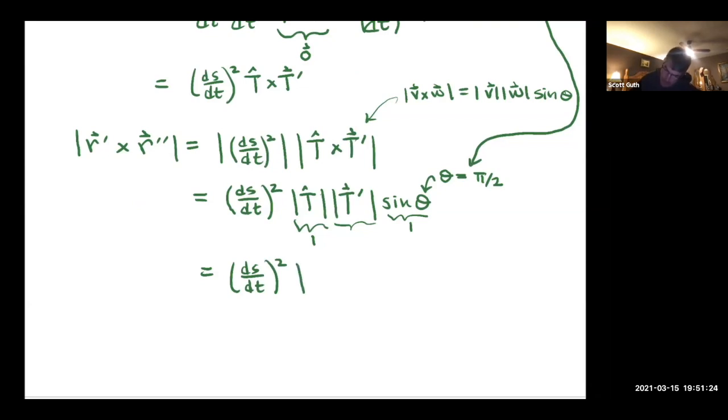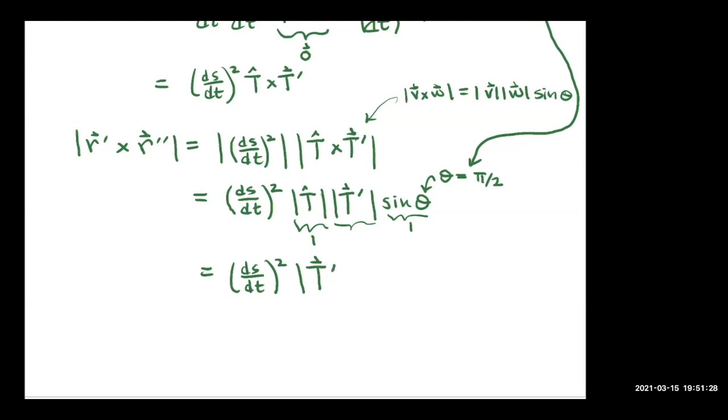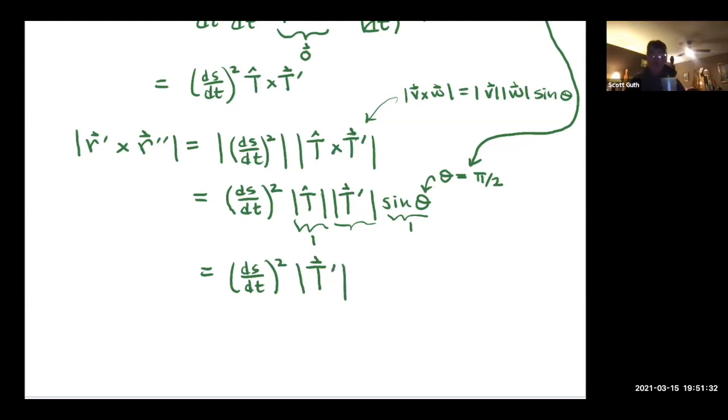prime. And you know that T prime is very closely related to curvature. Magnitude of T prime is closely related to curvature. So we can see the relationship between the magnitude of r prime cross r double prime. Somehow it's related to curvature. So it's not surprising that it comes up in the curvature formula.